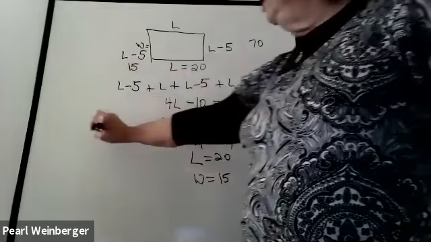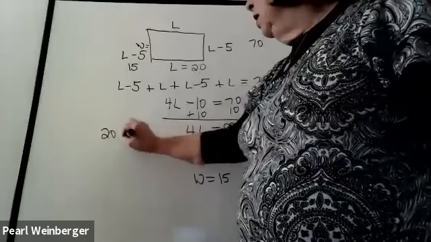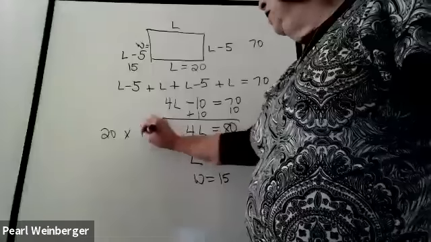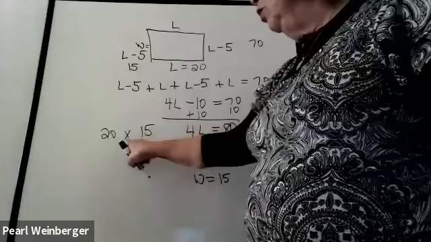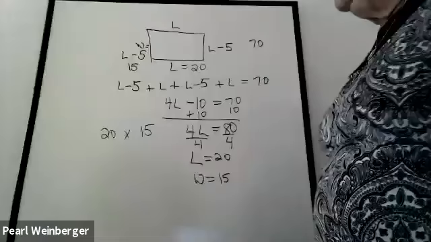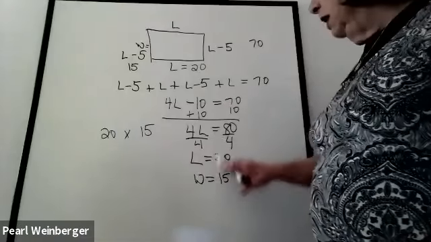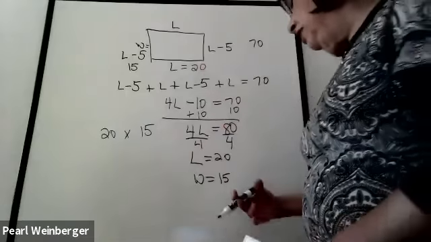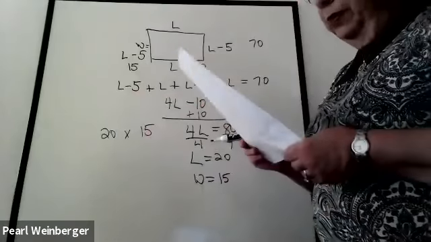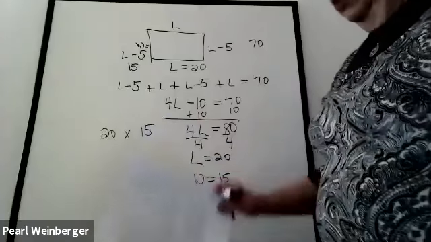You could also have written your answer like this: 20 times 15. This times sign is read "by." It's 20 by 15. That is, you can write the dimensions that way as well. You can either write them separately, length is this, width is this, or you can write it in this fashion. But dimensions means both the length and the width.